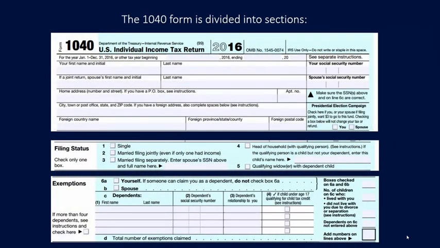Now, if you were to look at the 1040, you'll see that it's divided into sections. So what we're going to do is divide and conquer. The first section is the name and address section, easy enough. The next section on the 1040 is where we choose our filing status on the tax return. Next, we'll list our exemptions: yourself, a spouse, any dependents that you might claim on your return.